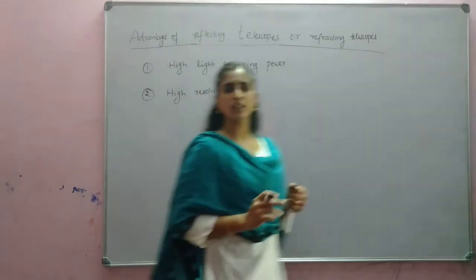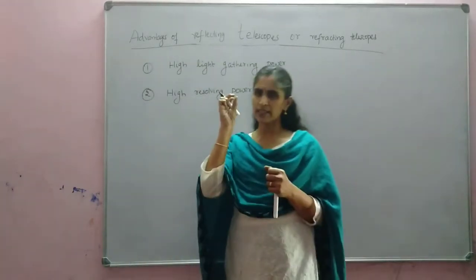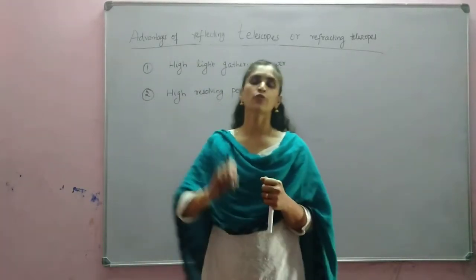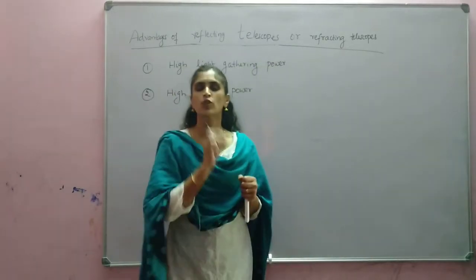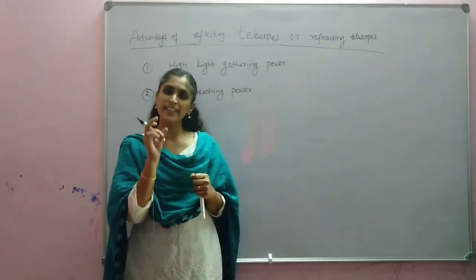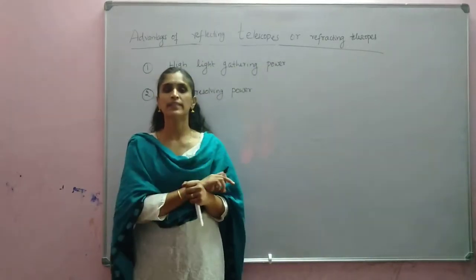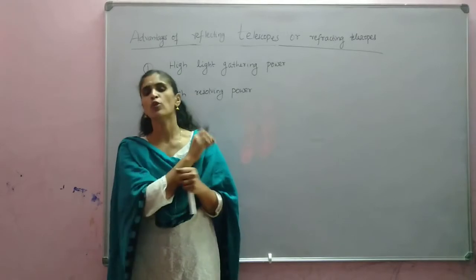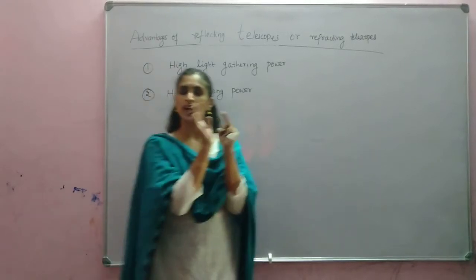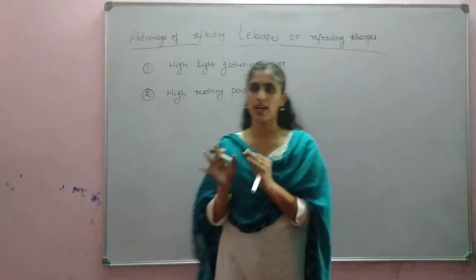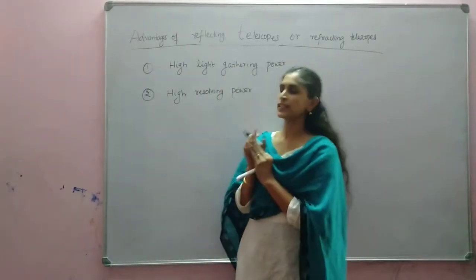So resolution means if two objects are kept closer, if two stars are there which are very close, they can be seen as two separate stars. Even if the distance is very small, those two stars can be seen as separate stars. That is known as resolving power.